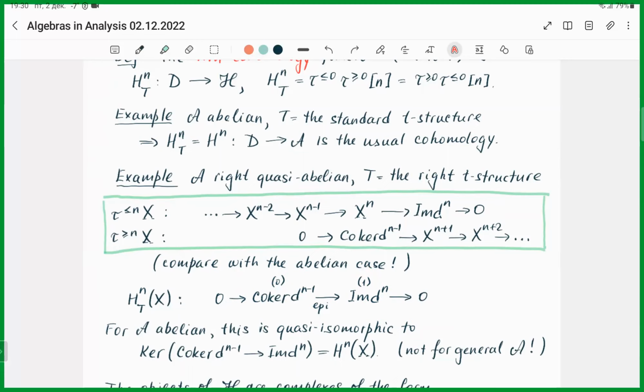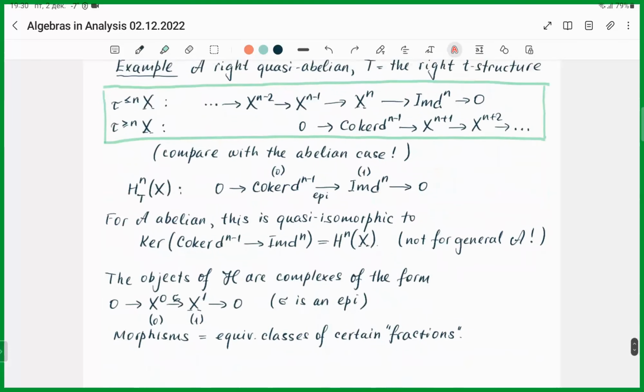In a special case, where A is abelian, this complex can be truncated further. It's easy to see that it is quasi-isomorphic to the kernel of this map, which is, by the way, an epimorphism. And the kernel of this epimorphism is nothing but the nth classical cohomology. So this is true for an abelian category, but this is not true for an arbitrary right quasi-abelian category. So the objects of the heart of our T structure are not objects of the original category A. They are complexes of the following form. So these complexes are concentrated in degrees 0 and 1. And the only non-trivial arrow here, sigma, is an epimorphism.